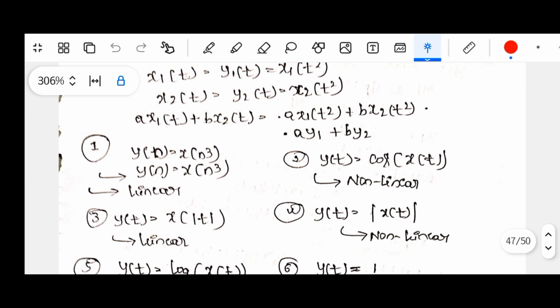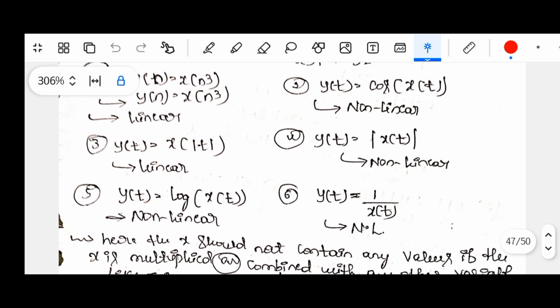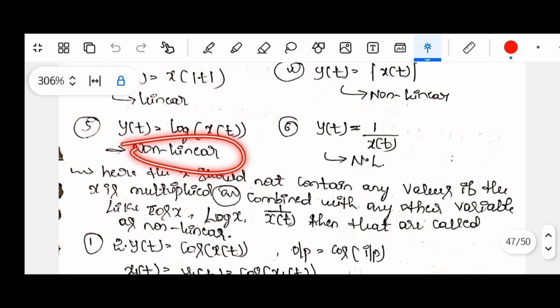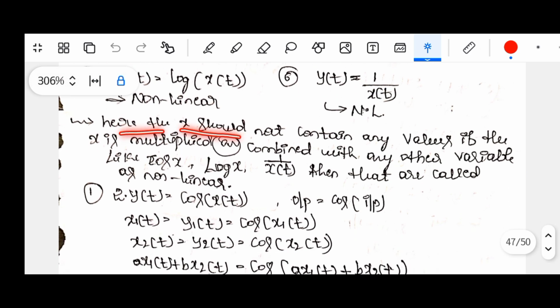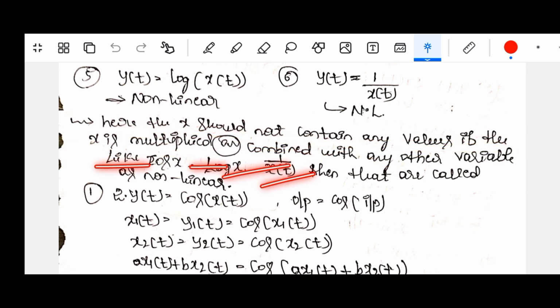Let's see y(n) = x(n) times n cubed. It is linear. y(t) = cos of x(t) is non-linear. y(t) = mod of x(t) is non-linear. y(t) = log of x(t) is non-linear. y(t) = 1 divided by x(t) is also non-linear. Here x should not be combined with any other function. If x is combined with cos x or log x, then that type of system is called non-linear.